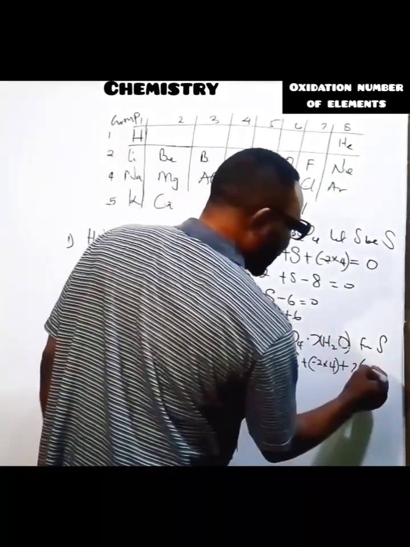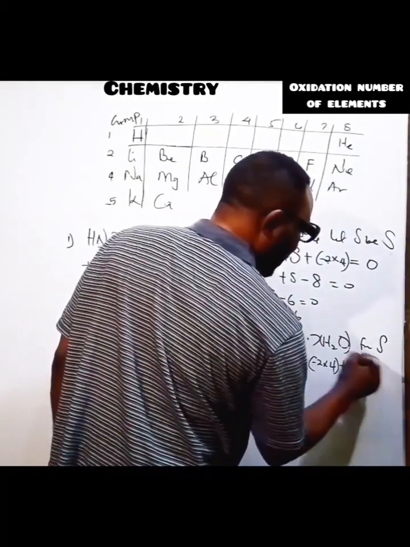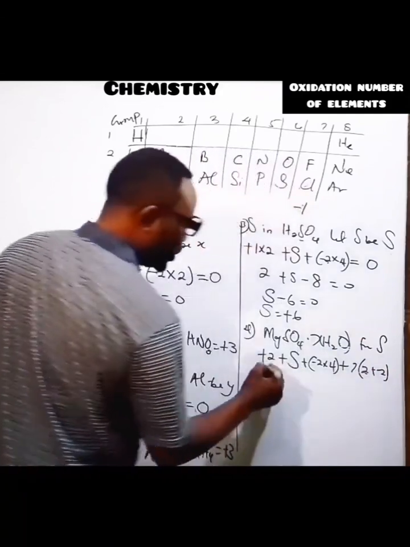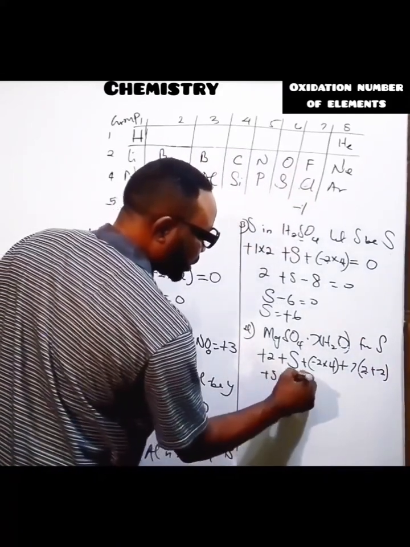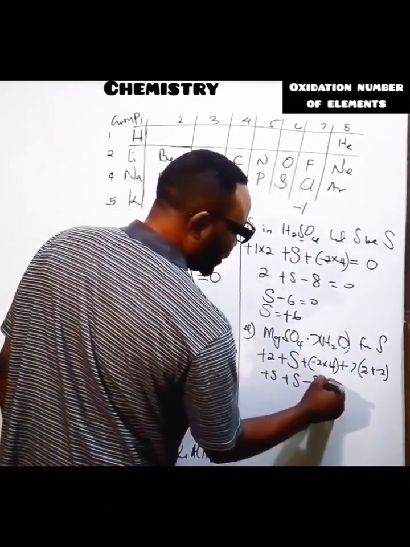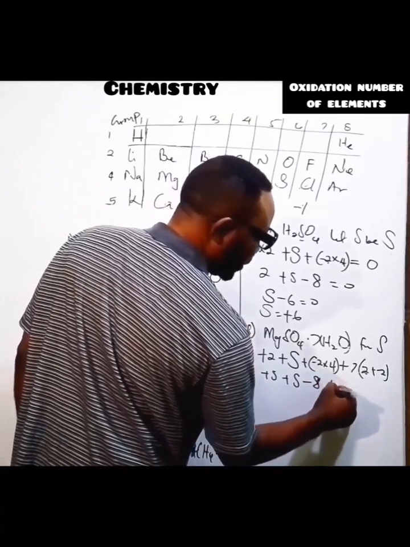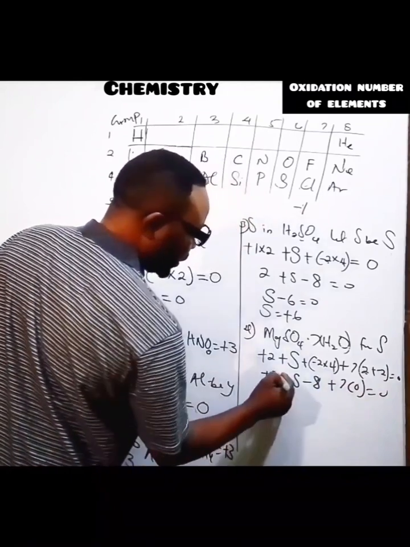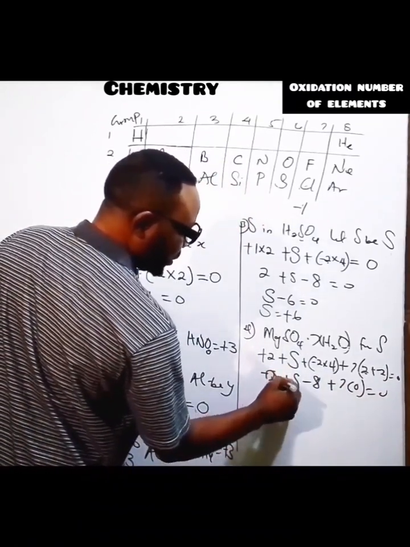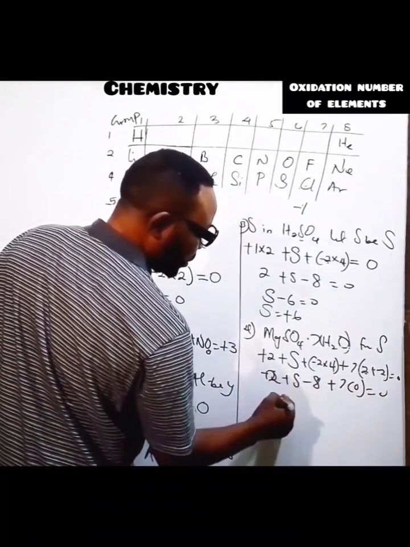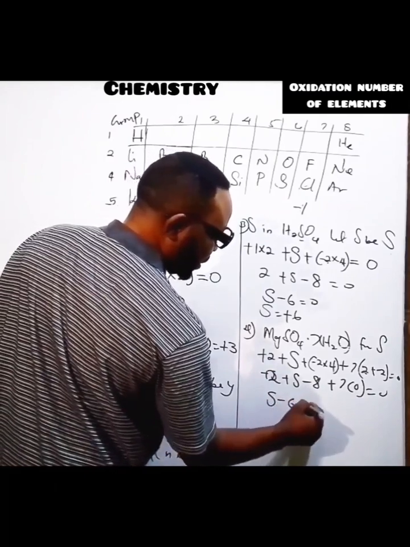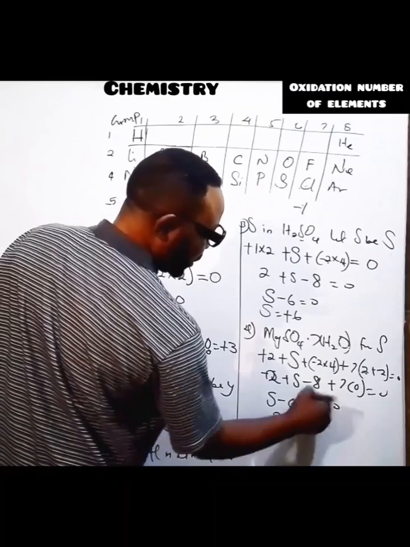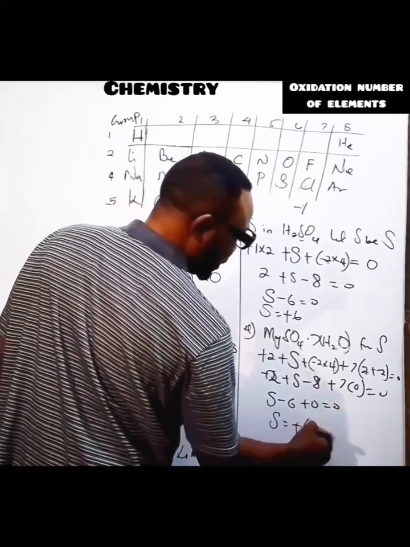So this one will be what? 1 times 2, 2 plus -2, that is 2 minus 2, which will be equal to 0. So we're having +2 plus sulfur, -8, plus 7 into bracket 0, is equal to 0. So we're having +2. That will be 2 minus 8, that's what? S minus 6 plus 0 equal to 0. So S will be equal to, so this one here becomes +6.